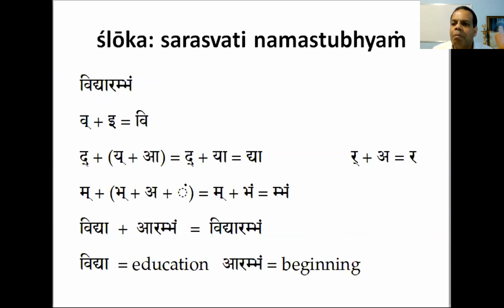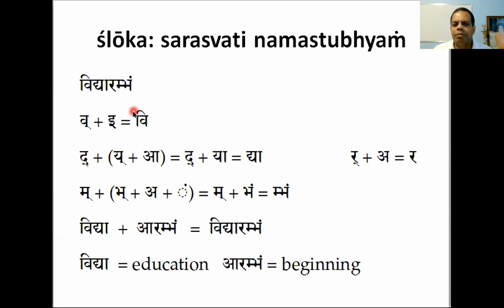The next word is Vidyarambham. We'll go letter by letter. The first letter is V. U plus E gives you V. The next one is a compound consonant. Id plus E plus A. Id, E plus A gives you Ya. Id plus Ya gives you Dya. Vidya. The next letter is Ra. Ir plus A gives you Ra. The fourth letter is Bham. Watch the Bha. Ub, A, and Anuswara. Bham.